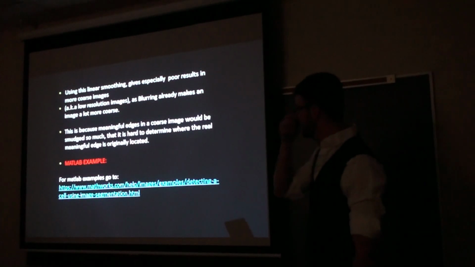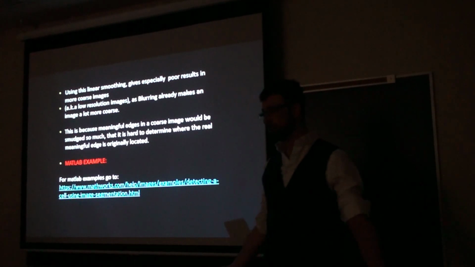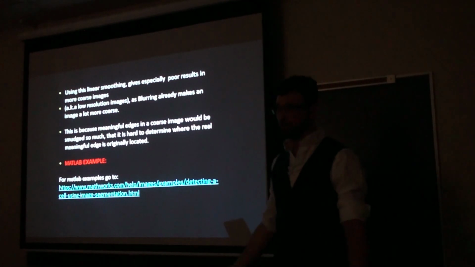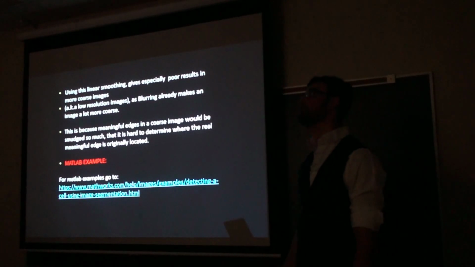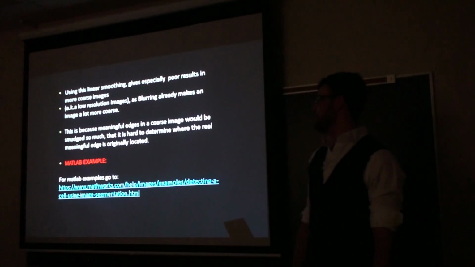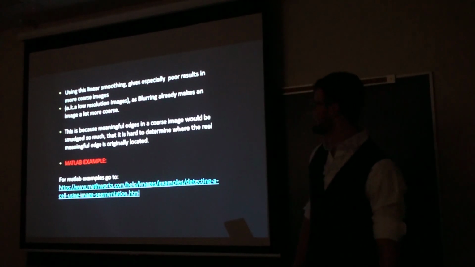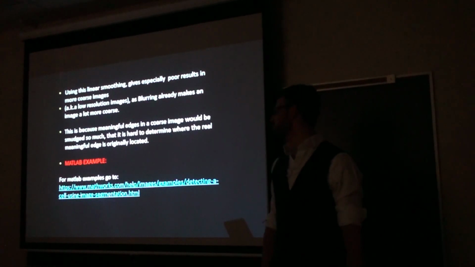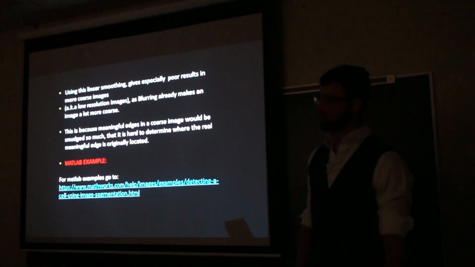anymore. Using the linear smoothing gives especially poor results in more coarse images. So the more noise there is, the less of an image I'm going to get. Like that Taj Mahal I saw at the very beginning, if I was to smooth that, it would look completely terrible. Blurring already makes an image a lot more coarse, right? Because the meaningful edges in a coarse image would be smoothed as much, it is hard to determine where the real meaningful edge is actually located.